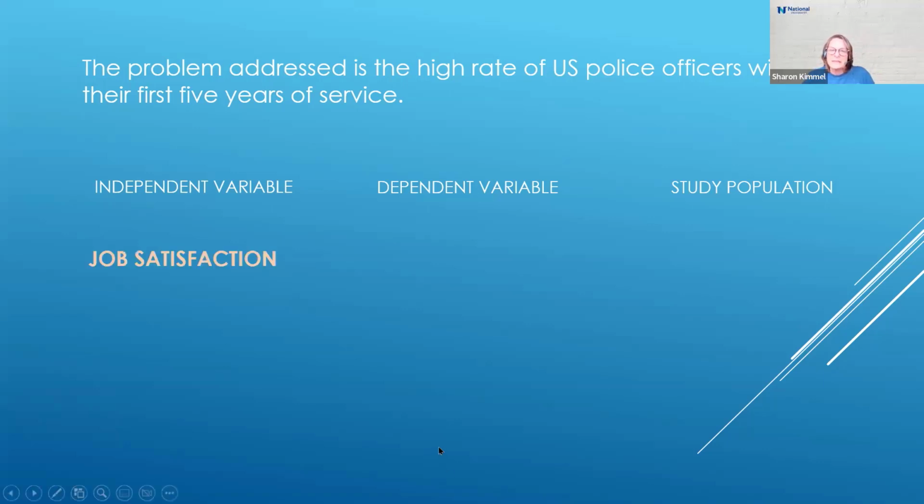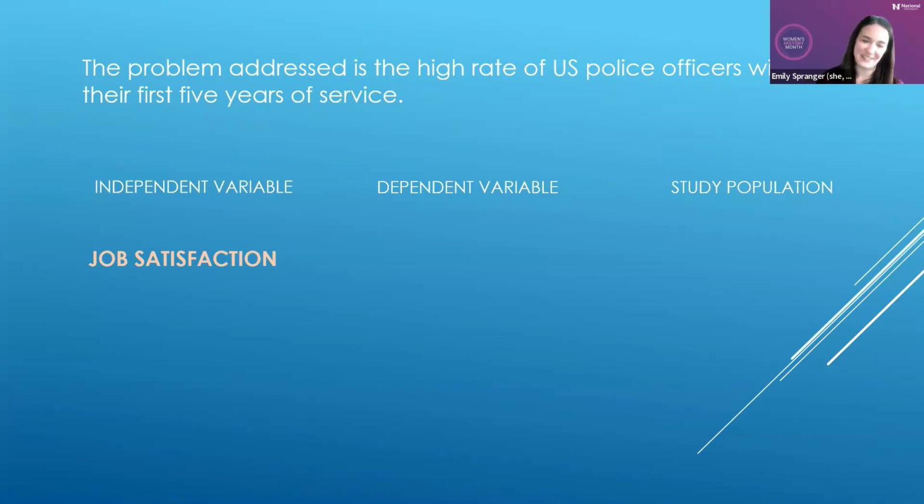And actually, the independent variable is job satisfaction. That's okay. And maybe I should have done this after we looked at the research question. That's okay. No worries. This is a good learning experience. So the reason that job satisfaction was the independent variable is because job satisfaction does not, what we're thinking, oh, let's do the second poll and then I'll tell you. Okay. The second poll, what is the dependent variable?